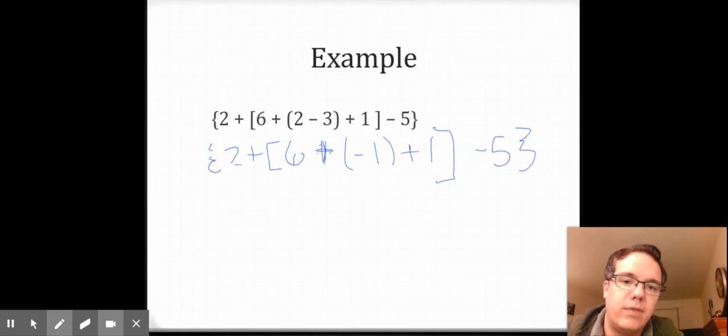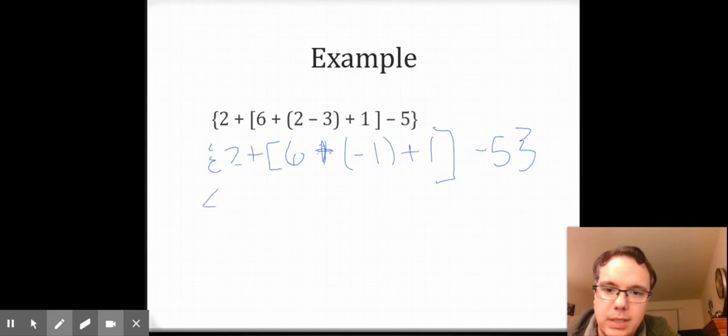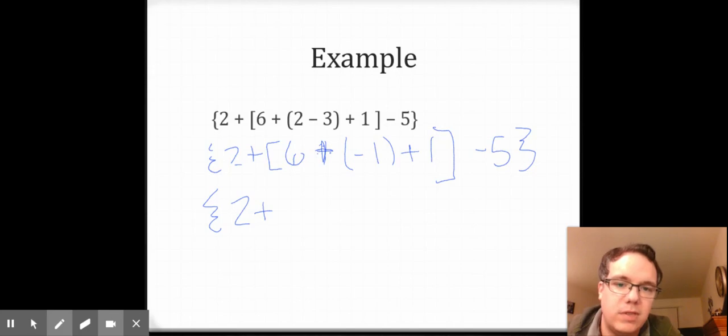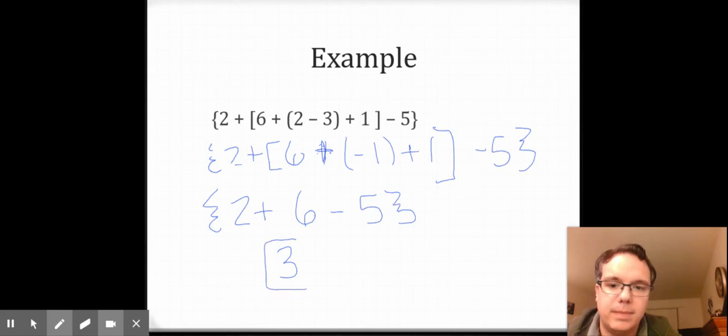All right, so we did our parentheses, so that's gone. I mean, I do have parentheses there for the -1, but that's just how you write it when you add a negative number. So I still can't get rid of my brace yet, but I can get rid of my bracket by taking 6 plus a -1, which is 5, then adding 1 again, which is 6, and we still have a -5. And now we have all what's in the brace, so we have 2 plus 6, which is 8, and 8 minus 5 is 3. All right. So we worked our way from the innermost grouping symbol, which is our parentheses, then the bracket, then our brace.